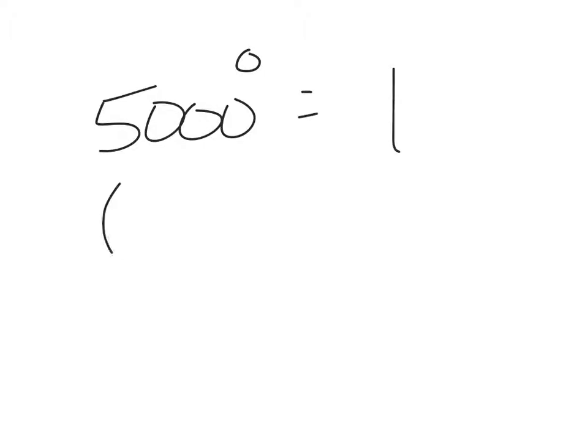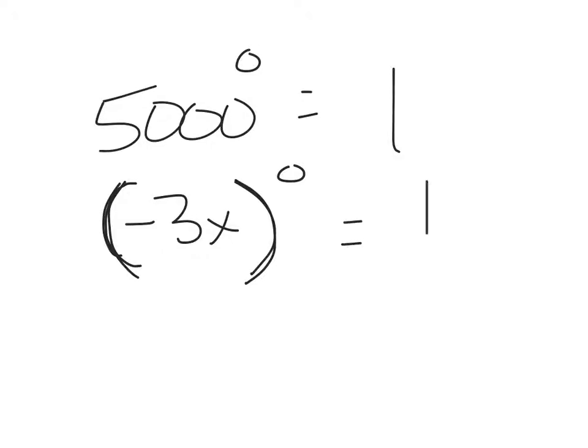They even show negative 3x in parentheses here, raised to the power of 0. And this is something that might come up on your homework. The parentheses here hold that number in place, and they're raising that entire thing to the power of 0. So that's why that entire thing is 1.